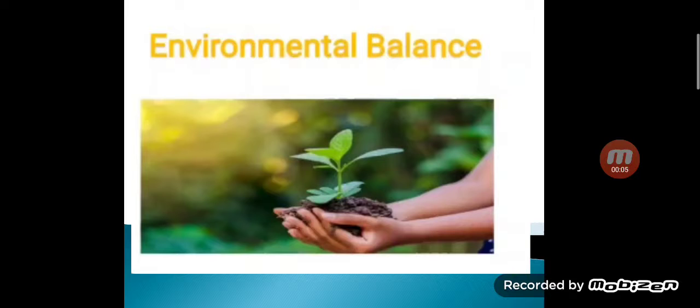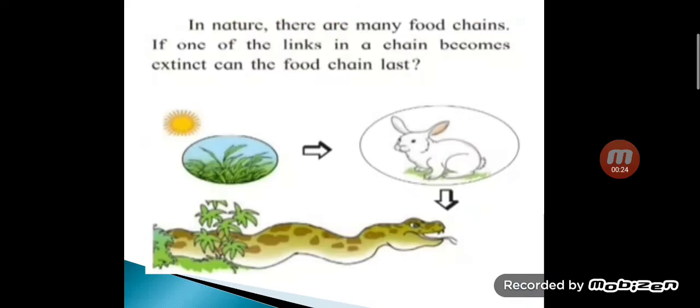We already started with chapter 4, that is environmental balance. In this lesson previously, we had studied the meaning of biodiversity, environment, and food chain. Now, next we are going to see why these food chains are important in nature. In nature, there are many food chains. If one of the links in a chain becomes extinct, can the food chain last? Extinct means that particular animals become less in the environment or vanish from the environment.